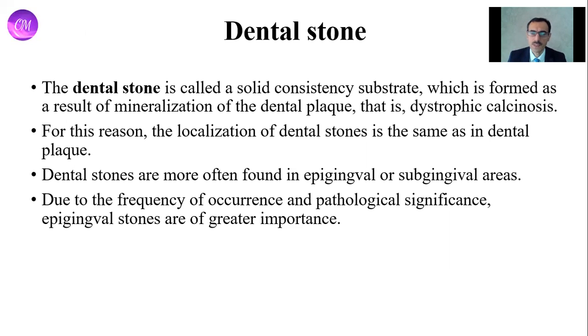So the dental stone is called a solid consistent substrate, which is formed as a result of mineralization of the dental plaque, that is dystrophic or degenerative calcinosis. For this reason, the localization of the dental stones is the same as the dental plaque. Dental plaques are more often found in epigingival or subgingival areas. Due to the frequency of occurrence and pathological significance, epigingival stones are of greater importance.